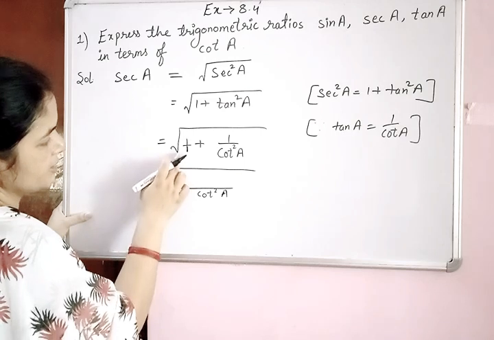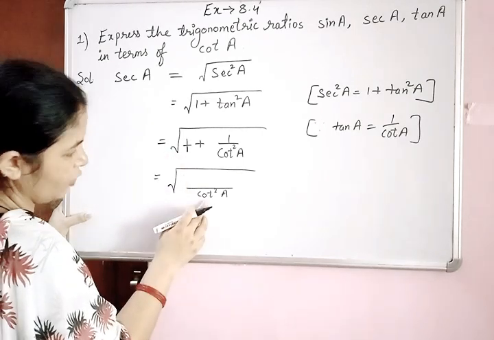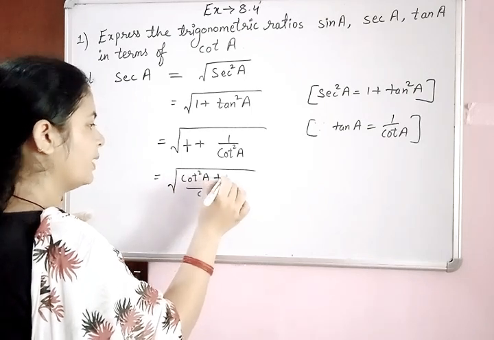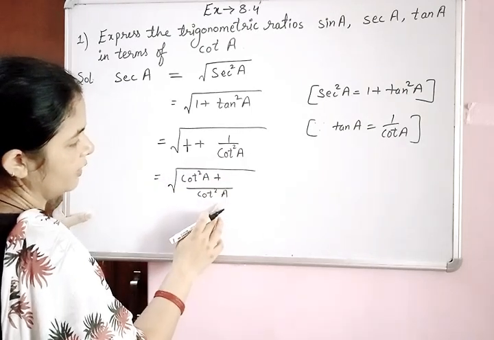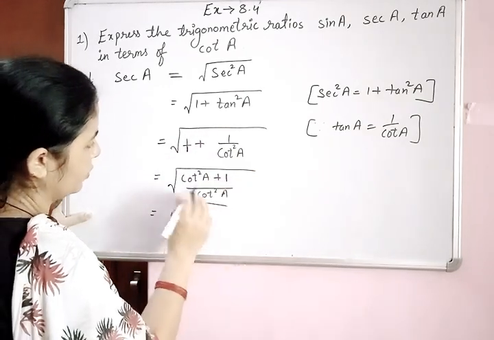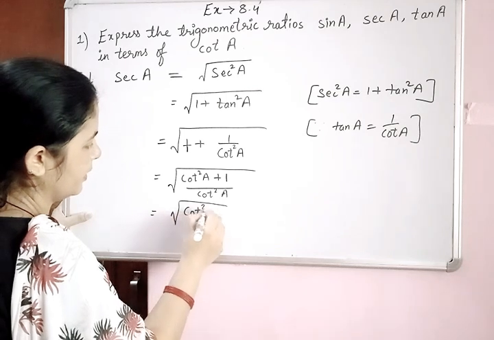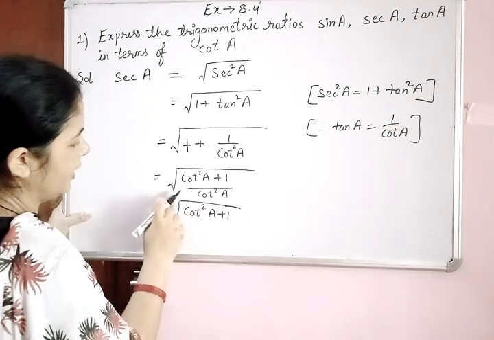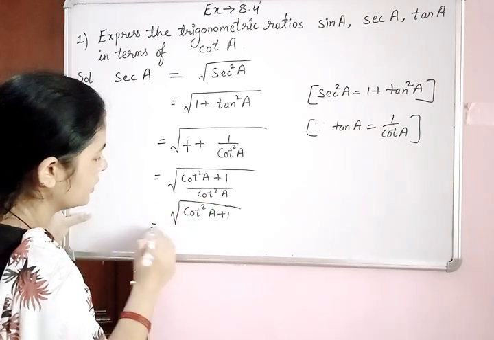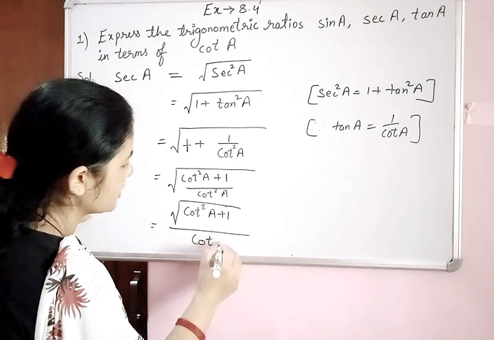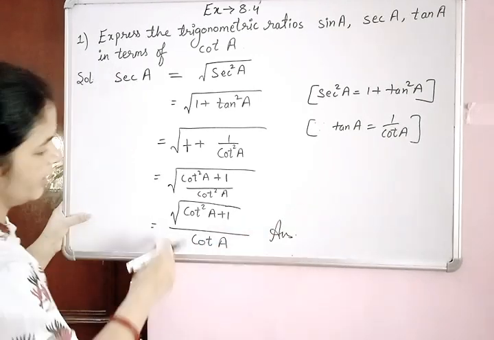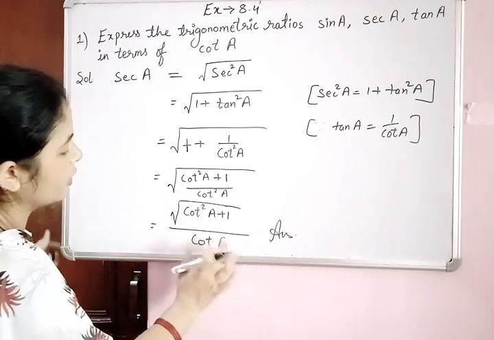If we simplify this, then divide cot square A by 1, we have cot square A, and multiply by 1, cot square A, plus cot square A divided by cot square A, 1 into 1 is 1. So we have under root cot square A plus 1 upon, in denominator under root cot square A, it means it is equal to cot A, because the square root of cot square A is cot A. So this is our answer. Here we have all the terms in terms of cot A.